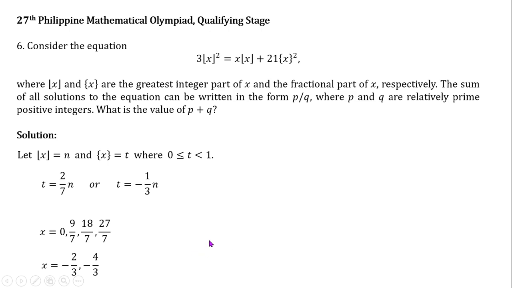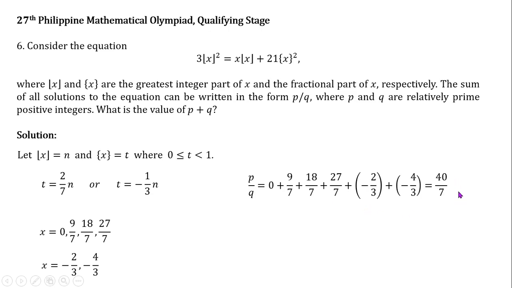Now we are told to sum up all the solutions, and the result, according to the problem, is of the form p over q, where p and q are relatively prime positive integers. Alright, so if we sum up all the solutions, we get 40 over 7. And since 40 and 7 are already relatively prime, p must be equal to 40 and q must be equal to 7. And so p plus q is equal to 47. And this is our final answer.